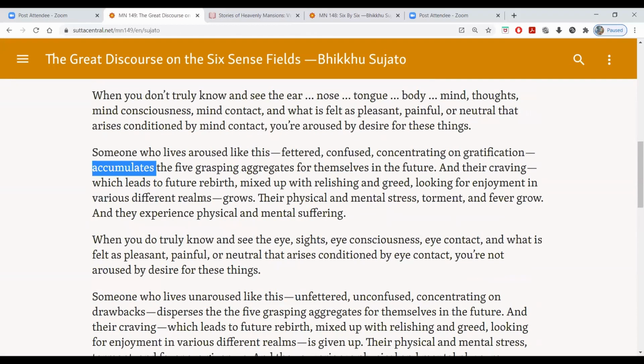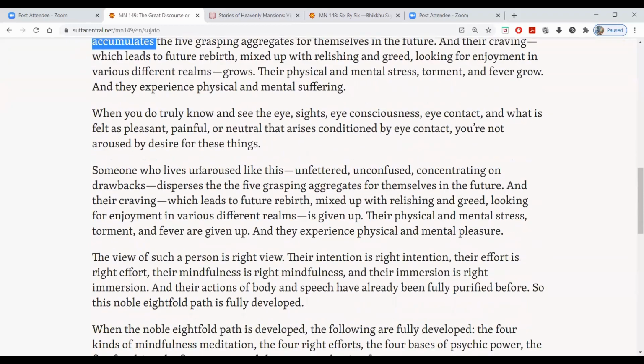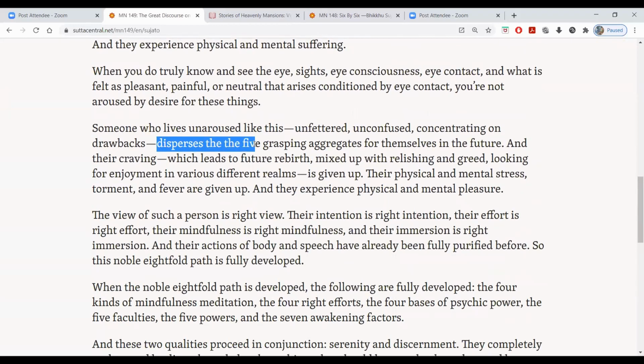Yes. This is accumulating: Panchupadana khanda. It's accumulating. But here, Panchupadana khanda apachayam gacchanti, it disperses the five grasping aggregates for themselves in the future. That's a very good thing, because the times we had five groups of clinging are endless, countless, life after life, life after life.